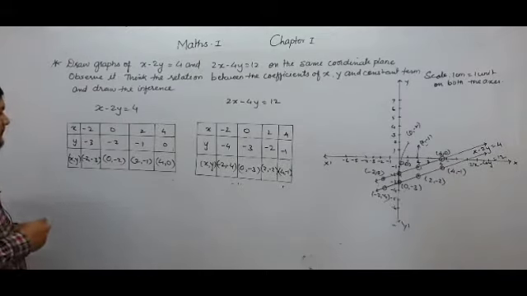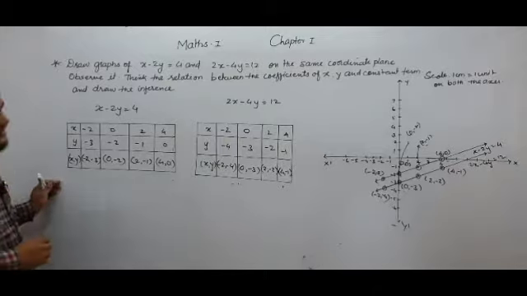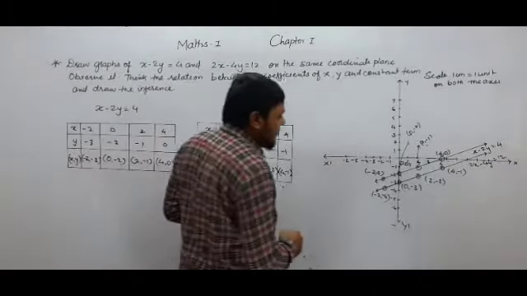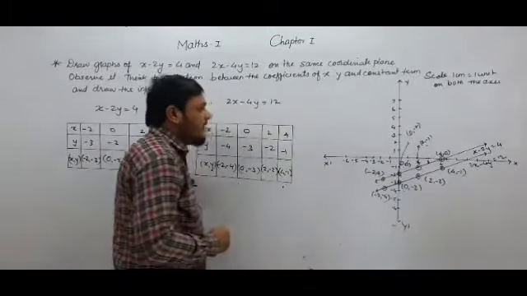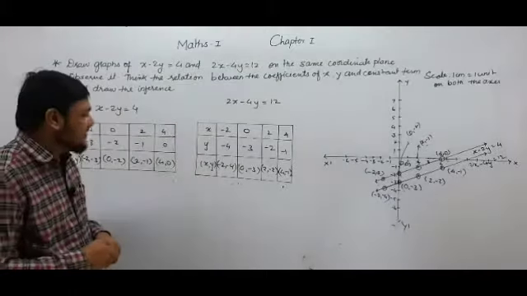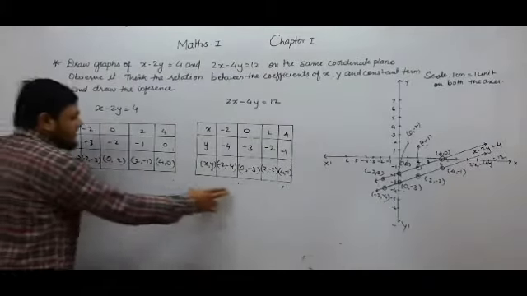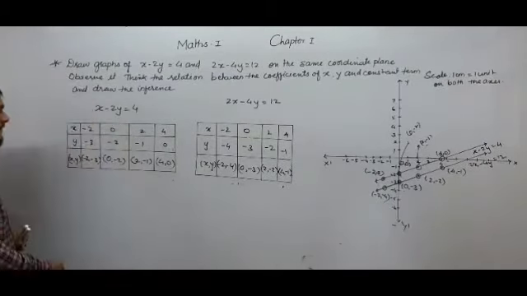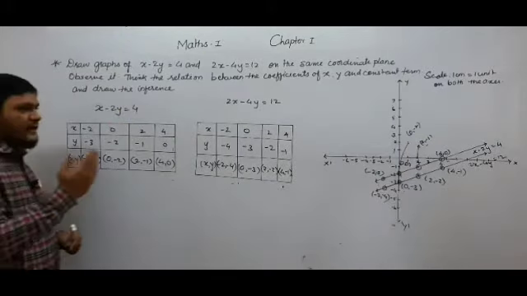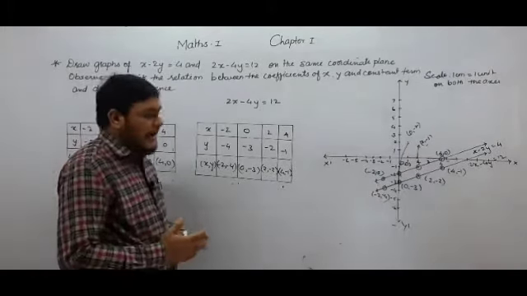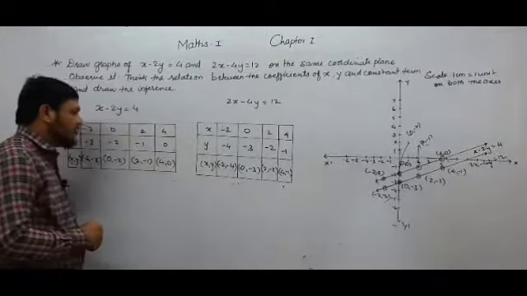Now we have to take the graph paper, and on that graph paper we have to draw the x-axis and y-axis. After drawing the axes we have to plot these points on the graph paper, and after plotting these points we will see whether the points are collinear or not, and after that we will draw a straight line passing through those points.